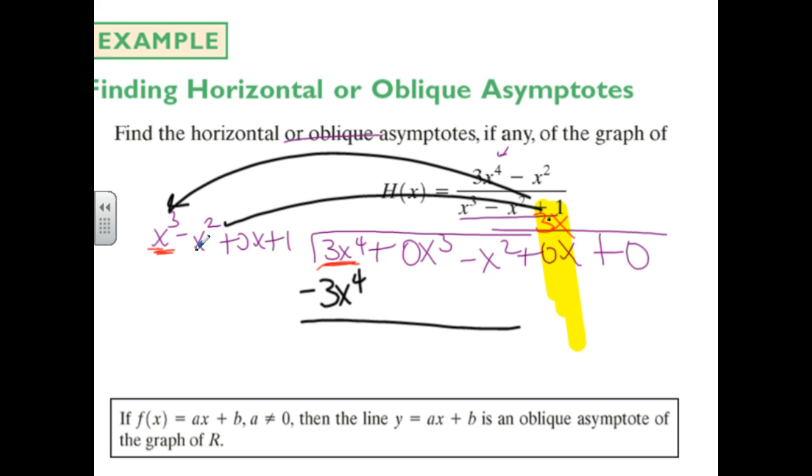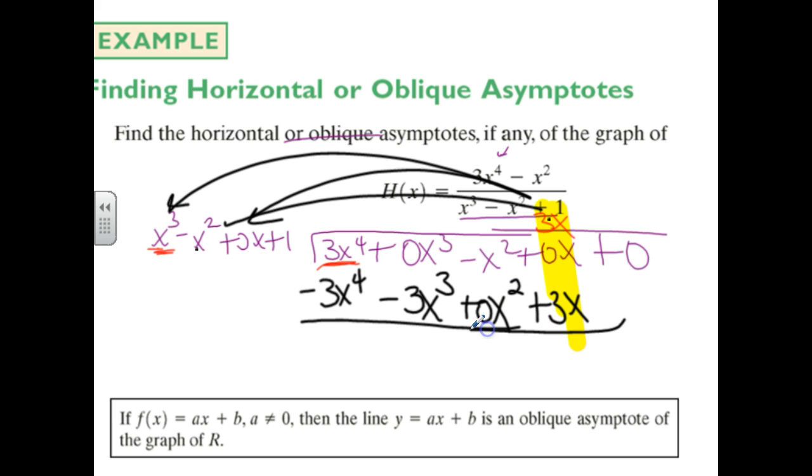3x times negative x squared is negative 3x cubed. That's interesting. Keep going. So this is 0x squared plus 3x. I'm going to subtract and get a positive, because I'm subtracting off a negative, and that'll change that to positive. And repeat this process.